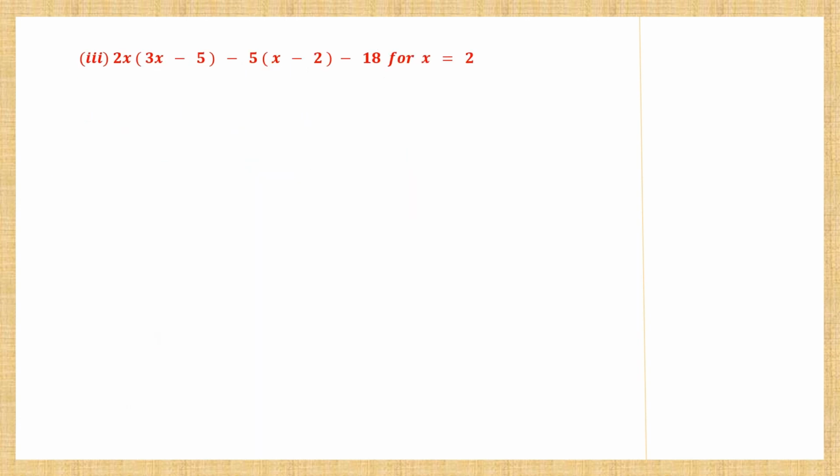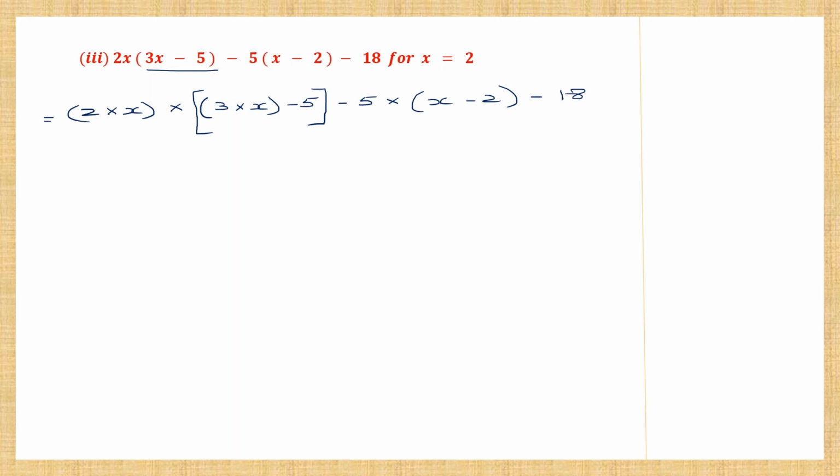Okay, so here also let's do the same way. Let's substitute carefully. When you have many expressions, many terms, you need to be careful. So this is 2 into x, 2x into, now in brackets we have 3 into x minus 5. So this part let's put it within brackets here. Minus 5 into x minus 2. Then we also have minus 18. Don't miss out anything.